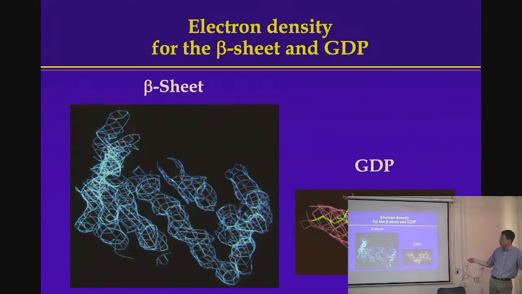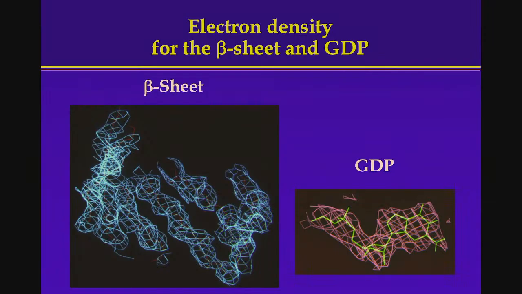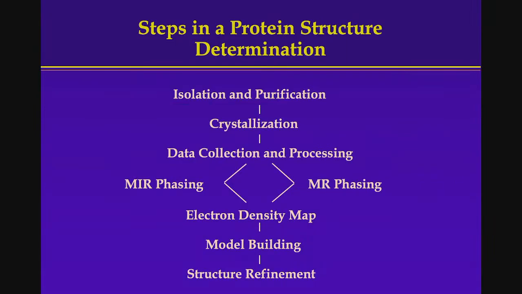So here is the six-stranded beta sheet. And this protein often actually turns out it binds GDP as well. So we locate the electron density of the GDP in the structure as well. So we have a model.